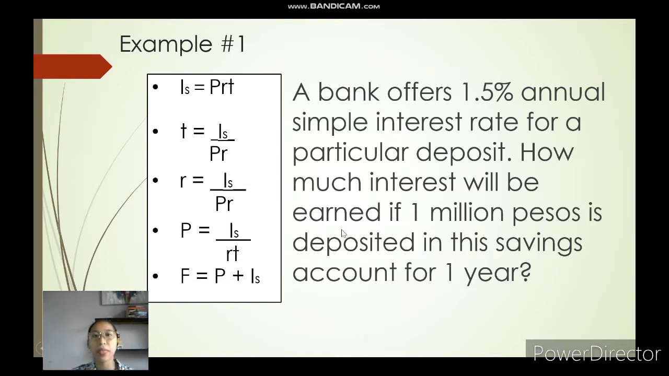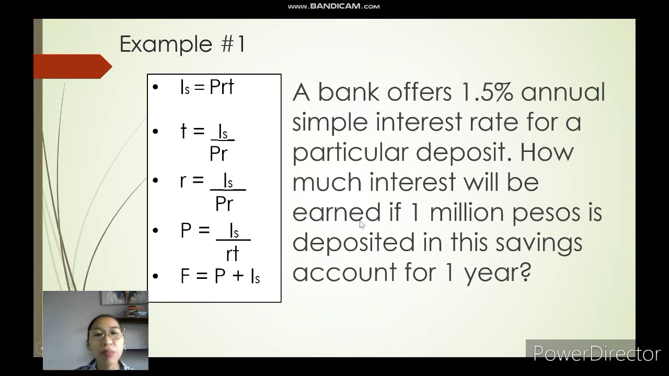Ato ni siyang sabton. A bank offers 1.5% annual simple interest rate for a particular deposit. How much interest will be earned if 1 million pesos is deposited in this savings account for 1 year? Karon, ang una nato buhaton is ato asang sabton ang imuhang problem. So naay bank nga nag-offer siya og 1.5% interest rate. Ibig sabihin, kaning first nimo nga figure which is 1.5, this is automatically your rate or R.